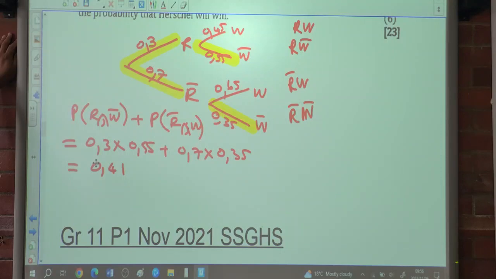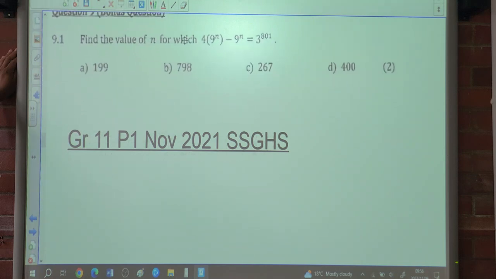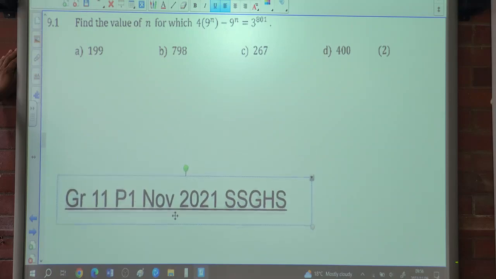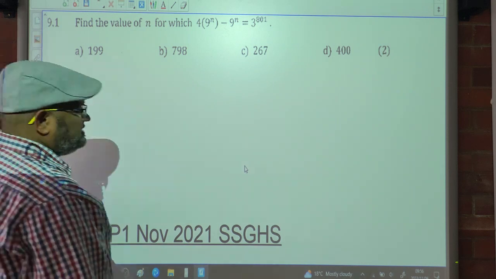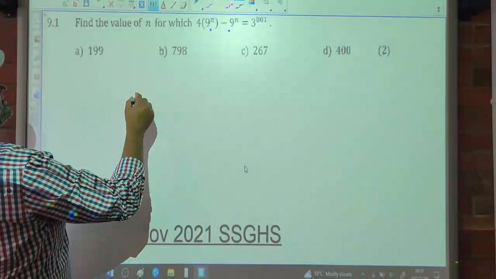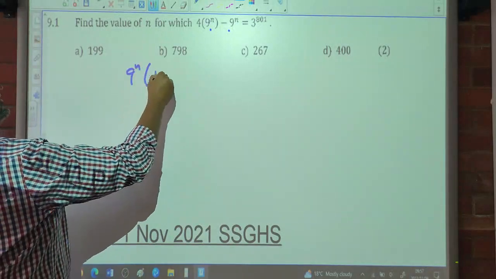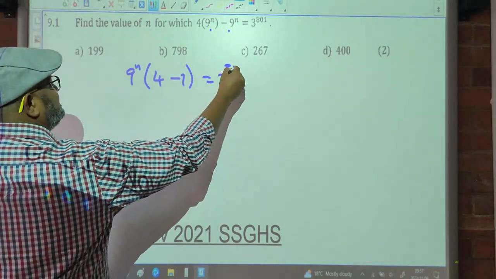Is there any confusion here? Bonus question. 9.1. Find the value for n for which 4 times 9 to the n minus 9 to the n is equal to 3 to the exponent 801. So firstly I can break this up into products of its prime factors, or I could have taken 9 to the n out as a common factor first. So it's 4 minus 1, so equal to 3 to the 801.